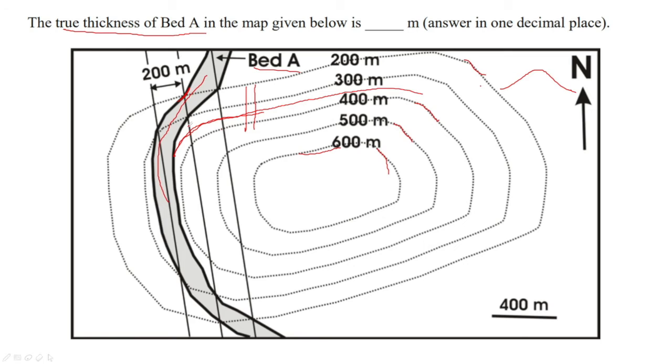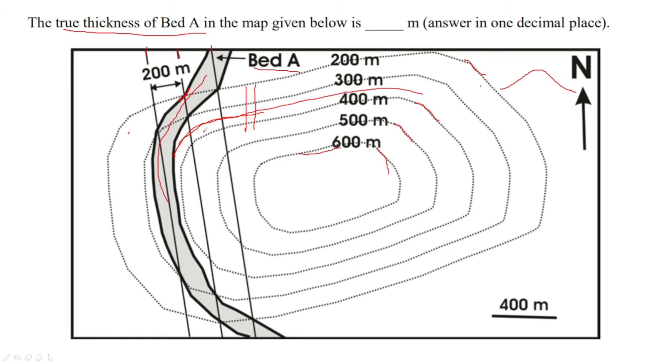So the first step to calculate the attitude of a bed is to draw the structure contours or the stratum contours. So in this question they have already drawn it for you. So these lines, you can see these are the structure contours. And obviously they have to draw it because this is an online exam. You cannot just take your scale and pencil and start drawing lines on the computer screen.